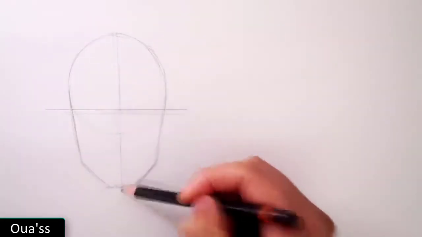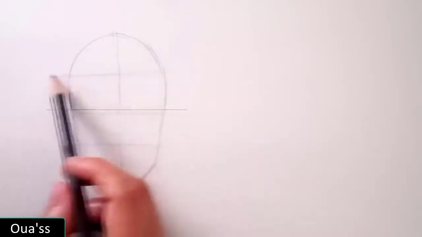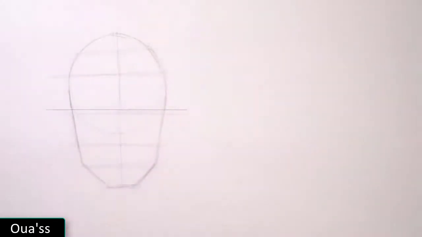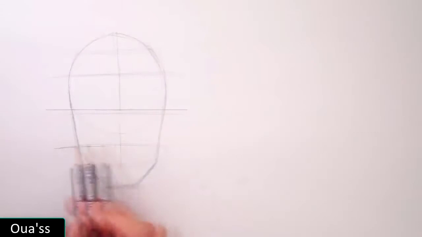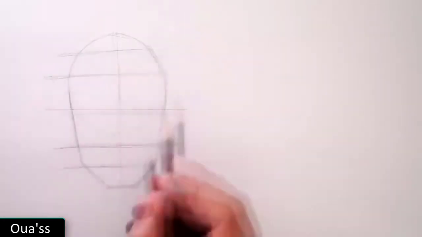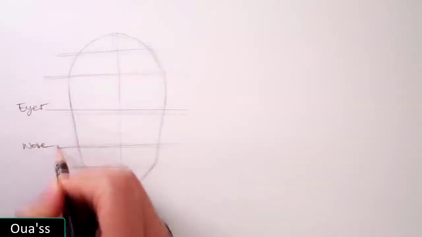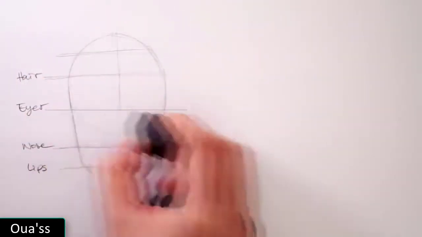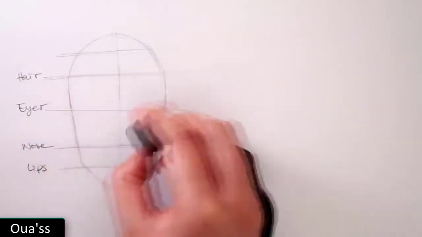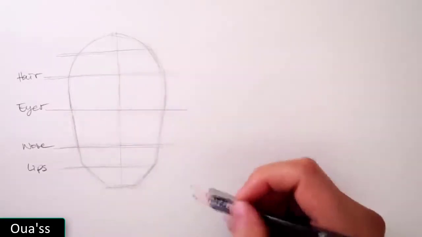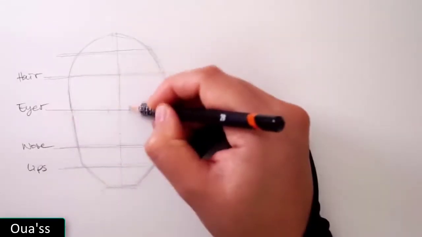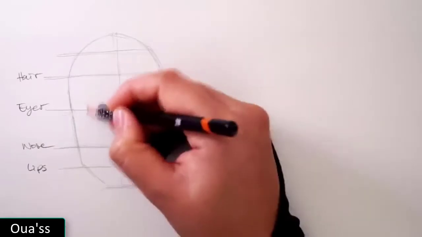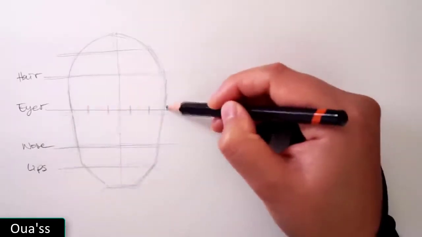Split the bottom section of the face in half and then in half again. Let's do the same thing with the top portion of the head. These lines are for the eyes, nose, lips, and hair. On the eye line, split your face into 5 equal sections, taking the full width of the head into account.